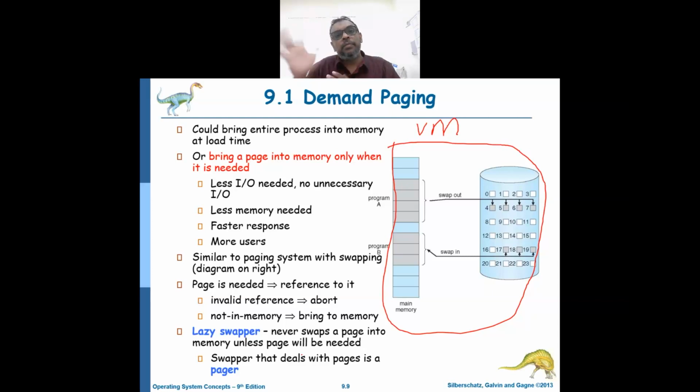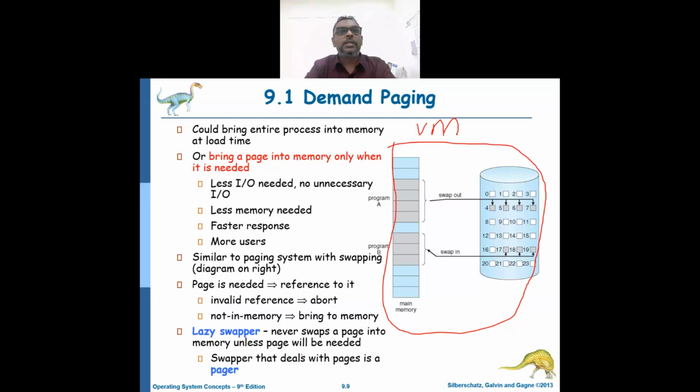Kenapa kita nak push back? Why do we need to push it back to the virtual memory? Simply because the process or the files are not being utilized at this moment, but it's needed. Diperlukan, but it's not being utilized at this moment. So we push it back first, biar process lain ambil location.